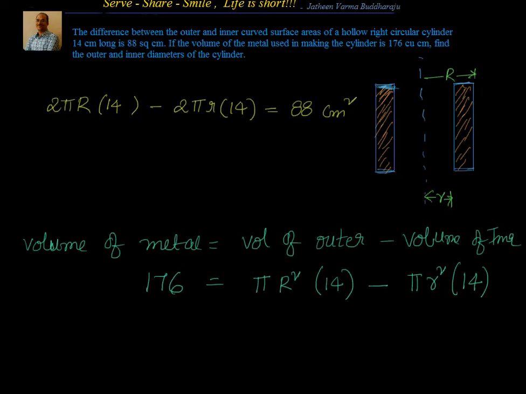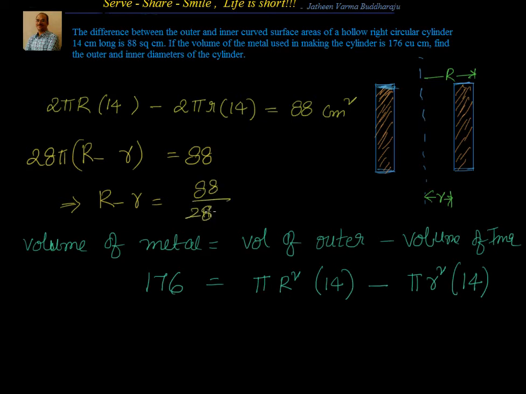So let's try to find that. My next statement will be, can I say (R minus r) into 2 pi into 14, I can take 28 pi as common, equal to 88, or I can say R minus r equal to 88 by 28 pi. If you simplify, that's equal to 88 divided by 28 into 22 by 7, that's equal to 1. So we have R minus r equal to 1.